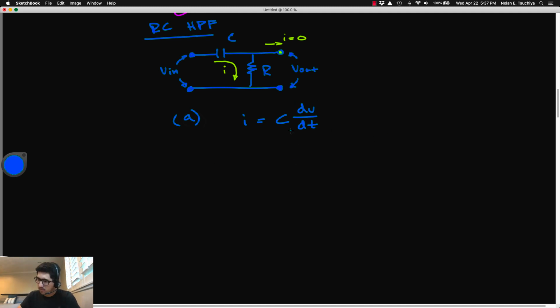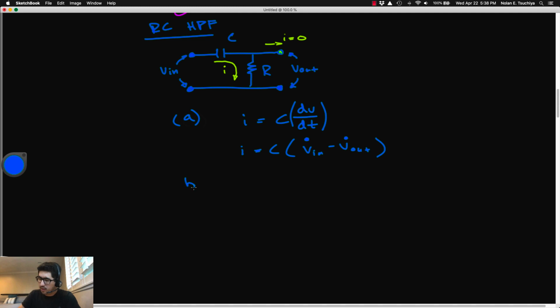But our dV/dt, remember this is specific to our circuit, is the time derivative of the voltage across the capacitor. So the voltage across the capacitor for this picture is actually the difference between V in and V out. So we can make the appropriate substitution here and just rewrite dV/dt as V in dot minus V out dot. This is dV/dt for our particular setup.